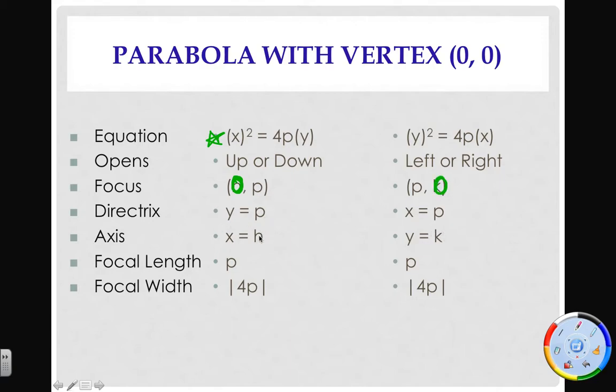Darn it, I forgot to change some things here. Those are all zeros. That's for later, the HK.